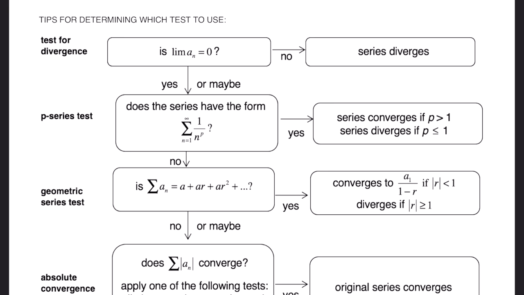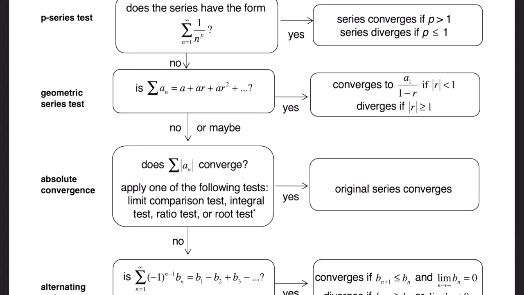Okay, now we have a flowchart that helps us determine which test to use. First, you check, is the limit of a sub n equal to 0? If no, then the series diverges, and that's by the test for divergence. If yes or maybe, you can check, does the series have this form, 1 over n to the p? If so, you use the p-series test. If no, you can check to see if your series is in geometric form. If it is, then you're going to use the geometric series test.